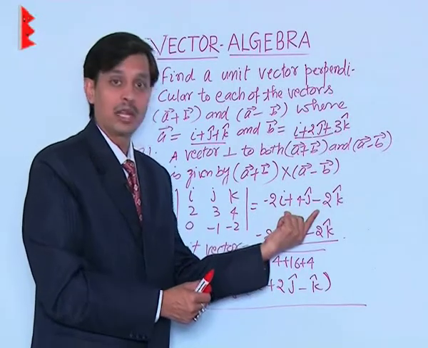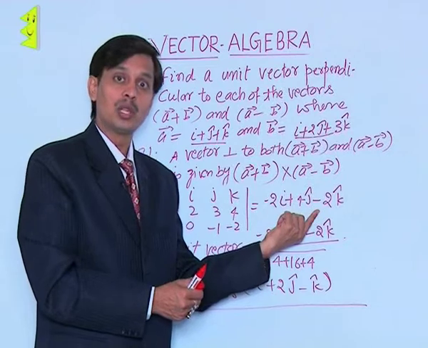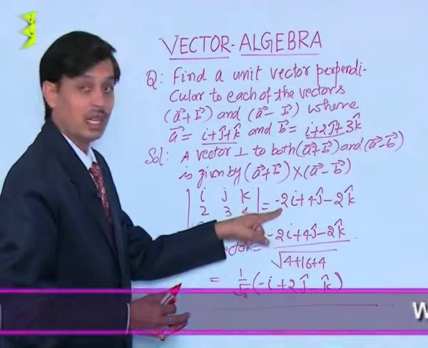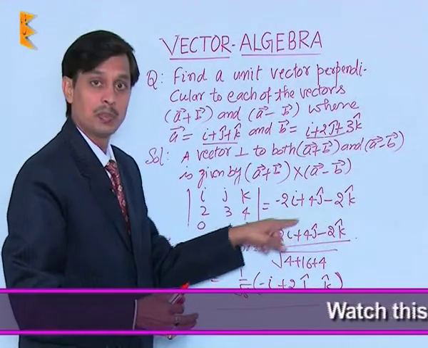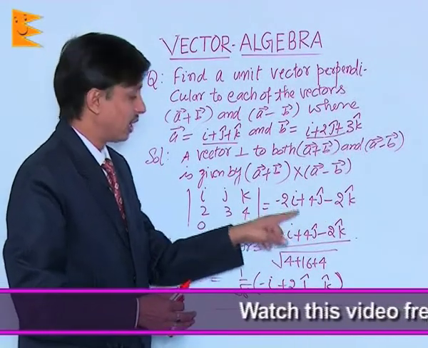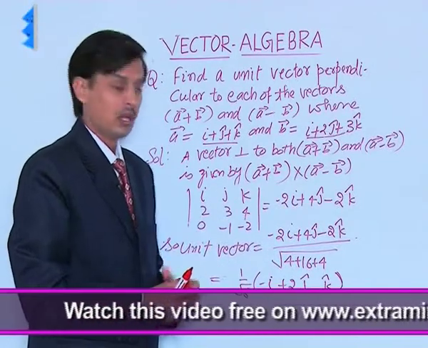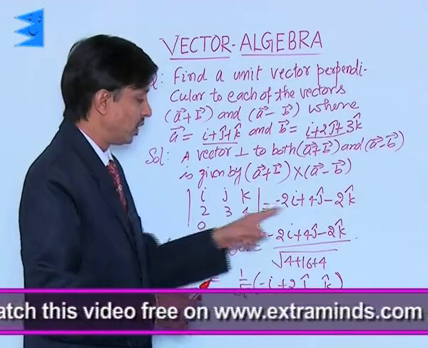So this is the vector which is perpendicular to both a plus b and a minus b. This is a plus b cross a minus b. So this is the perpendicular vector. Its magnitude is the square root of 2 square plus 4 square plus 2 square, that is 2 root 6. So we need to divide.